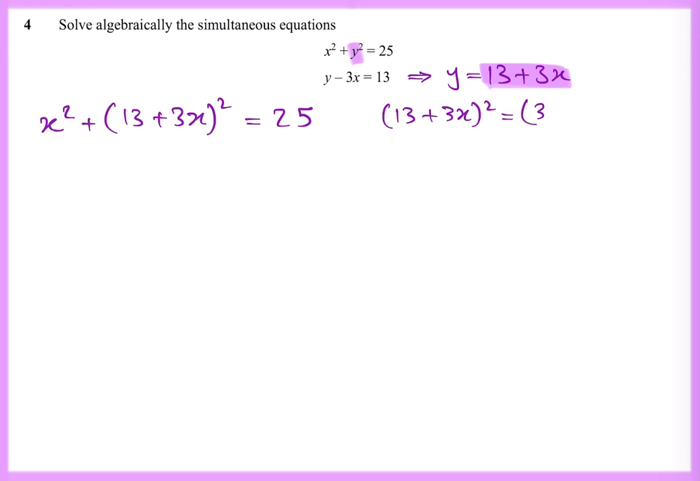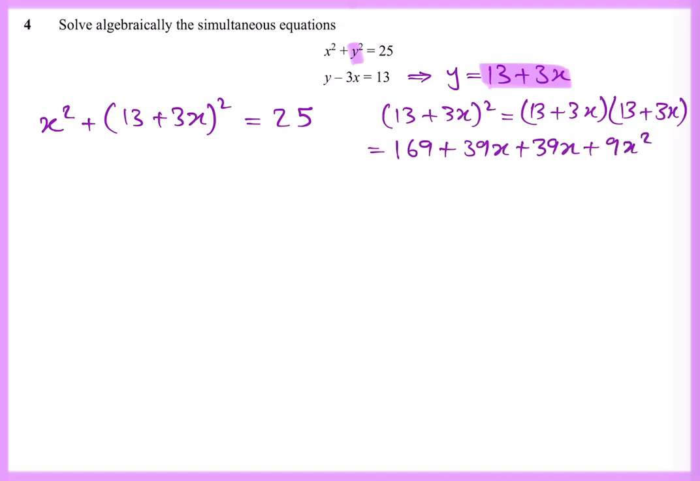Now, the expansion of 13 plus 3x all squared, let's write that here, is a double bracket expansion, so 13 plus 3x. So that will become 13 times 13, plus 13 times 3x, another one, plus 9x squared, 3x times 3x. So this is 9x squared plus 78x plus 169. Okay, so bringing that over here, x squared plus 9x squared plus 78x. Since everything's positive, we don't need to put the brackets.